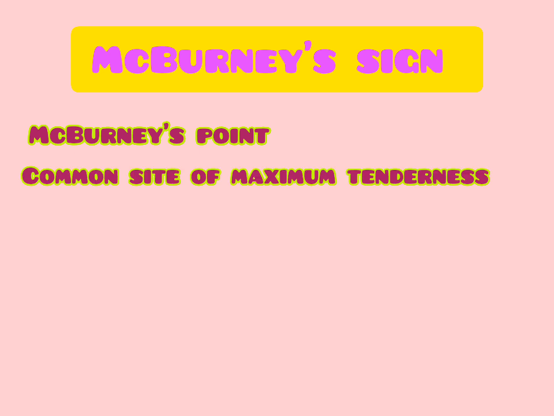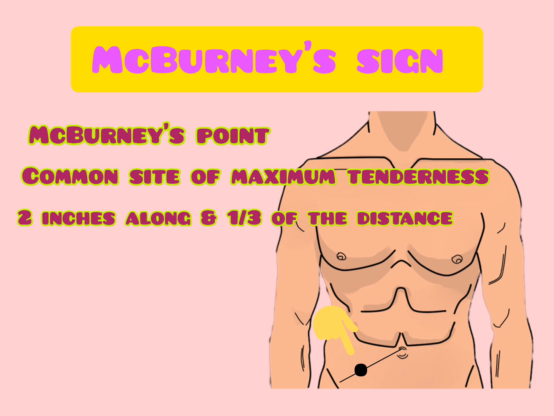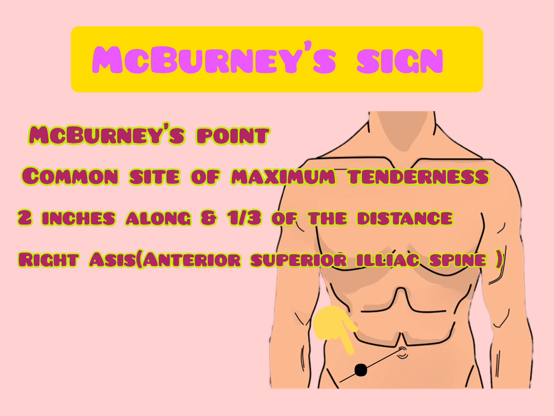It is a common site of maximum tenderness in acute appendicitis. This point is about 2 inches along, 1/3 of the distance in a line from the right anterior superior iliac spine to the umbilicus. You can see McBurney's point here, which is the most typical location of the appendix. Palpation at this point causing tenderness is a positive sign of appendicitis, called McBurney's sign.